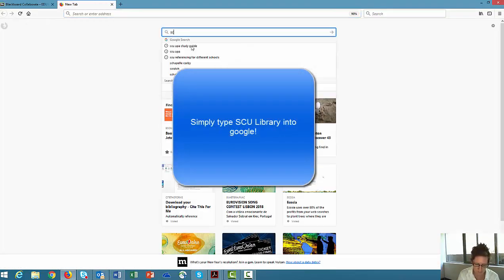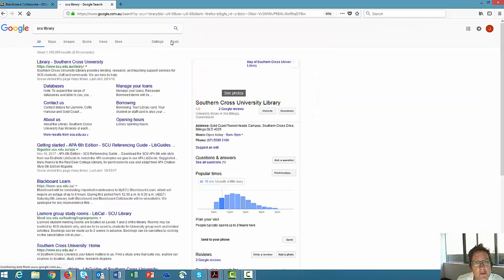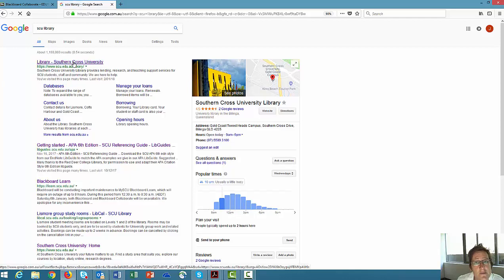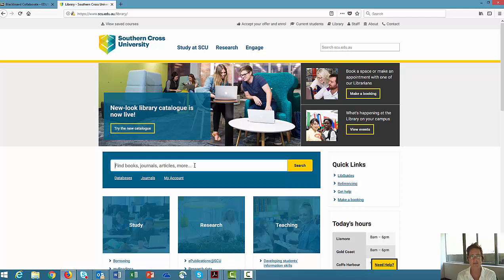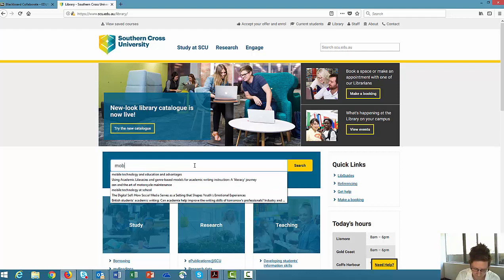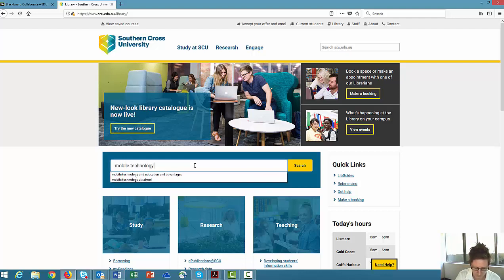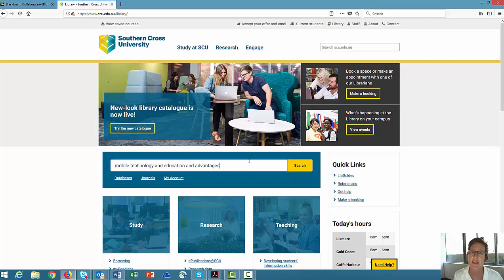Let's go to the short version. We're going to go through Google to SCU Library, and we're going to do a quick search for extra sources for assessment 2. Okay, so we know there are 3 different topics. I will go with the mobile technology and education topic. And let's say I am on the positive side, so I'll click advantages and positives and benefits. If I am on the negative side, I will type in disadvantages, problems, issues.